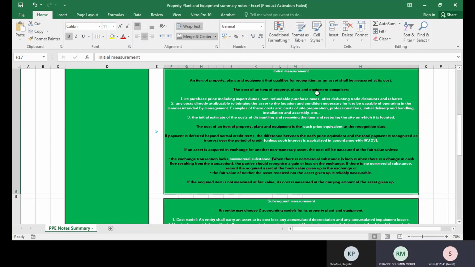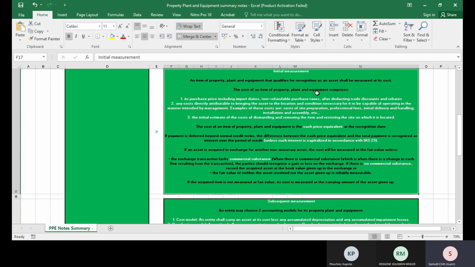Its purchase price, including import duties. If you have imported the item from elsewhere, in this case the specialized machinery, say from Germany or the UK, they will charge you import duties in South Africa, SARS. Those import duties, you capitalize them. They're part of the cost of an asset. Then non-refundable purchase taxes. In this case, I'm talking about VAT. If you are not a registered VAT vendor, you won't claim the VAT that you paid in purchasing the plant. You're not going to claim it back from SARS.